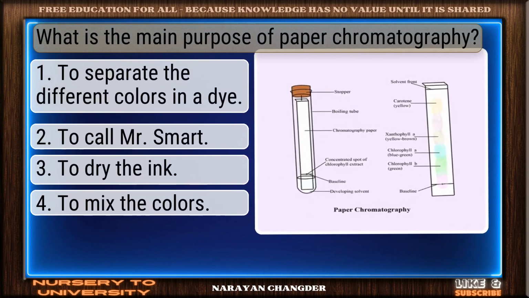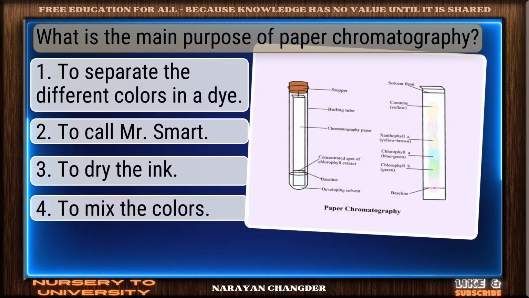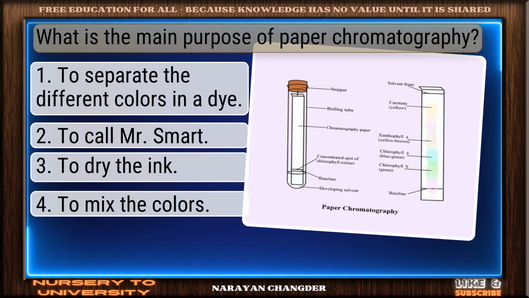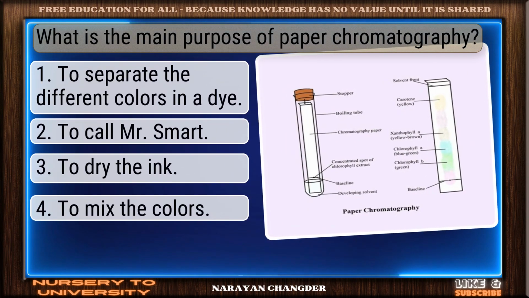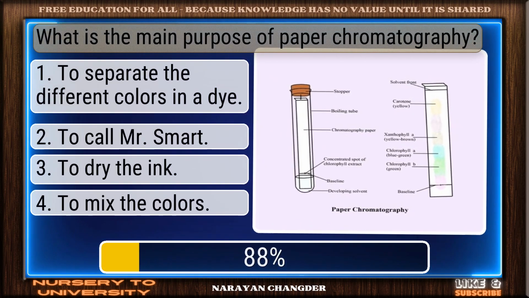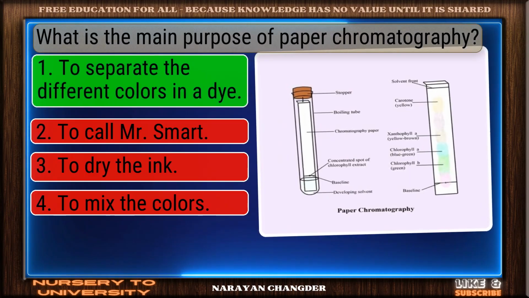What is the main purpose of paper chromatography? Option 1, to separate the different colors in a dye. Option 2, to call Mr. Smart. Option 3, to dry the ink. Option 4, to mix the colors. Great job! To separate the different colors in a dye.